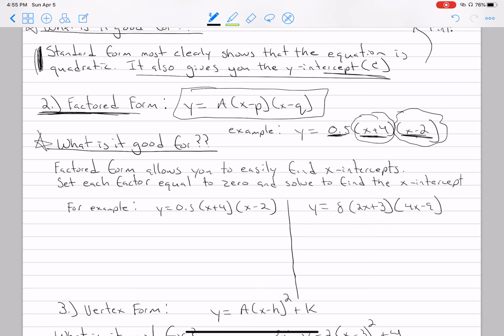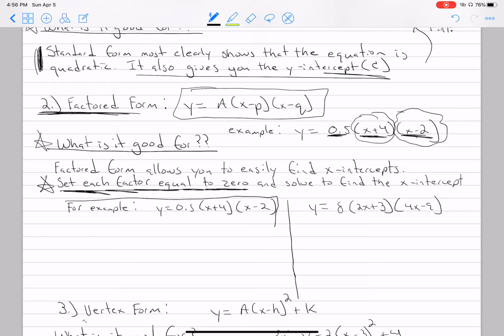So we're thinking, well, what is that good for? All right. So factored form allows me to easily find x-intercepts. Okay, this is important. Let me put a star right here. I can set each factor equal to 0 and solve it to find the x-intercept.